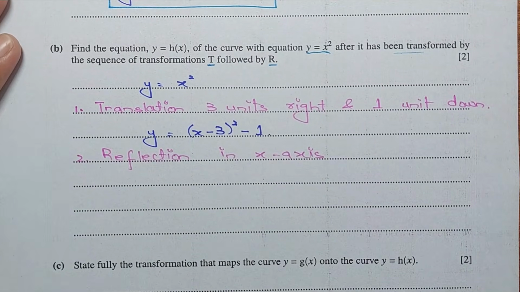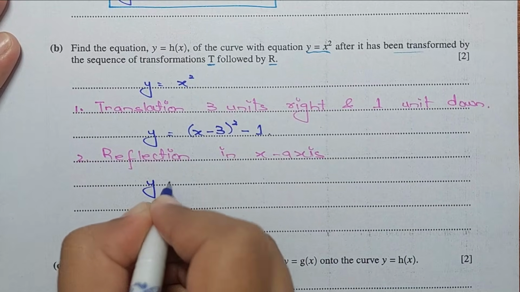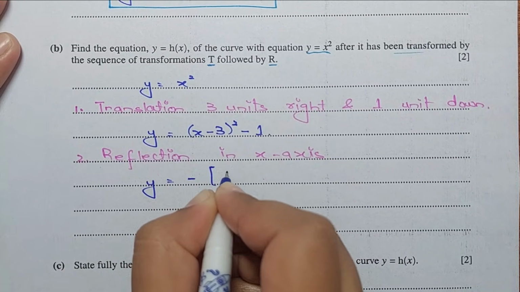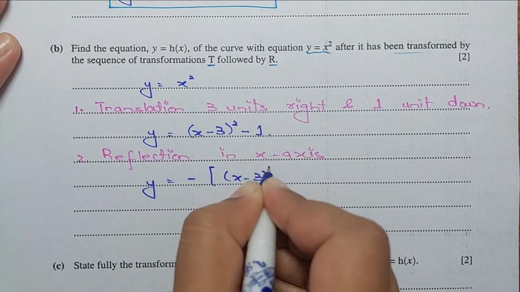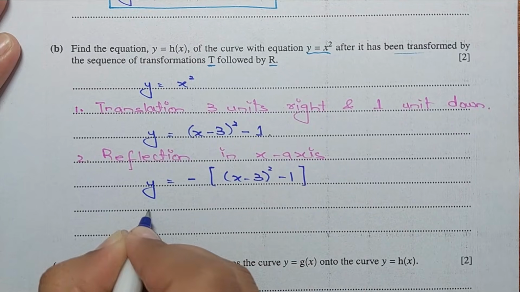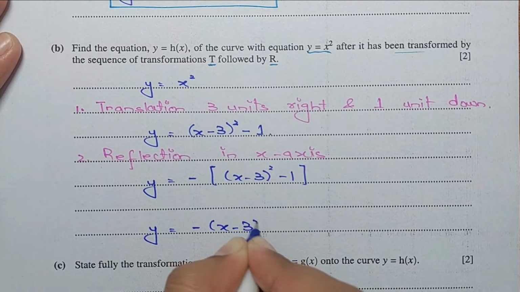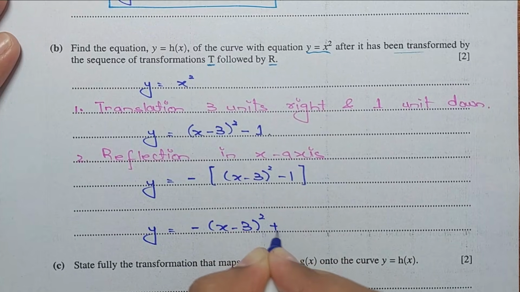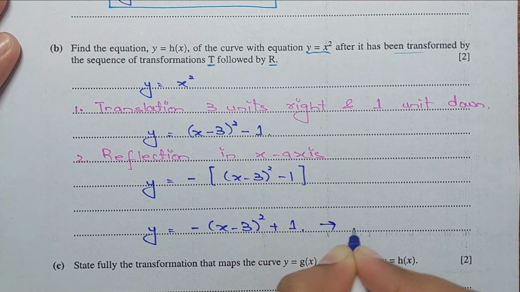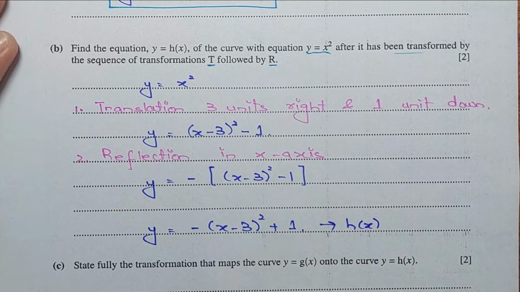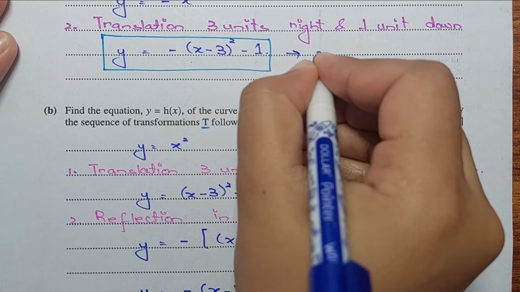So when we do the reflection in the x-axis, y equals negative of this whole function, (x minus 3) whole squared minus 1. So this becomes y equals minus (x minus 3) whole squared, and minus minus becomes plus 1. This is your function h of x. And this is your function g of x.